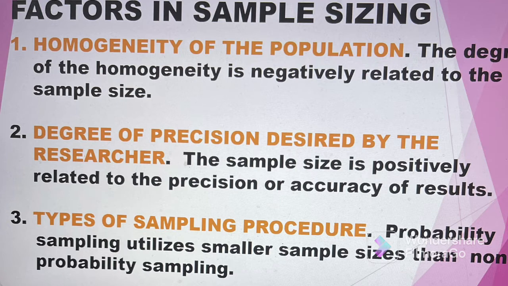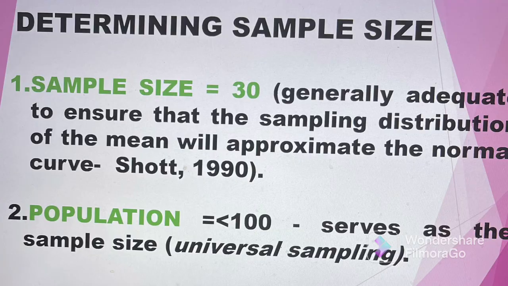Remember this when you decide how many will be the statistics of your sample. We have the homogeneity of the population, the degree of precision desired by the researcher, and the types of sampling procedure. Now, there are ways to determine the sample size. The question of how many will be the statistics of my sample is determined by means of the following.